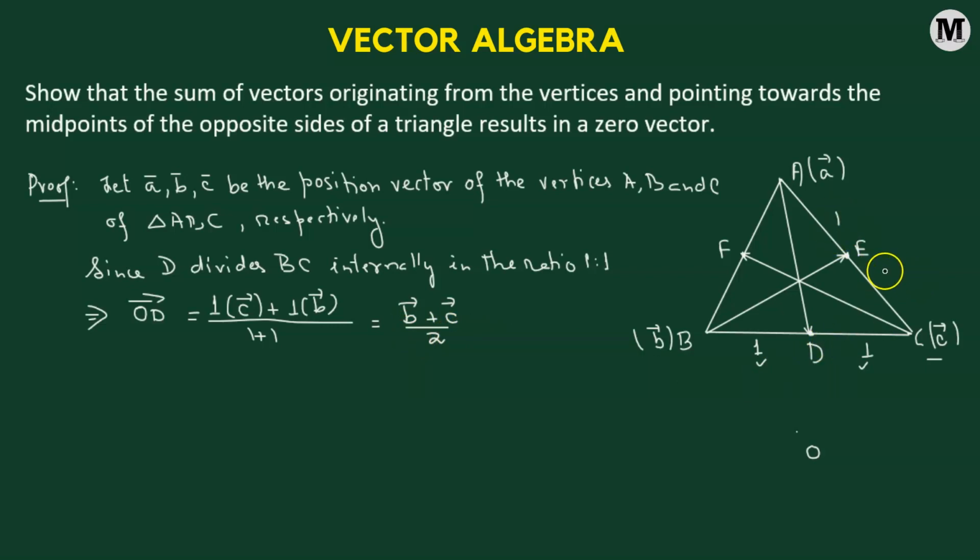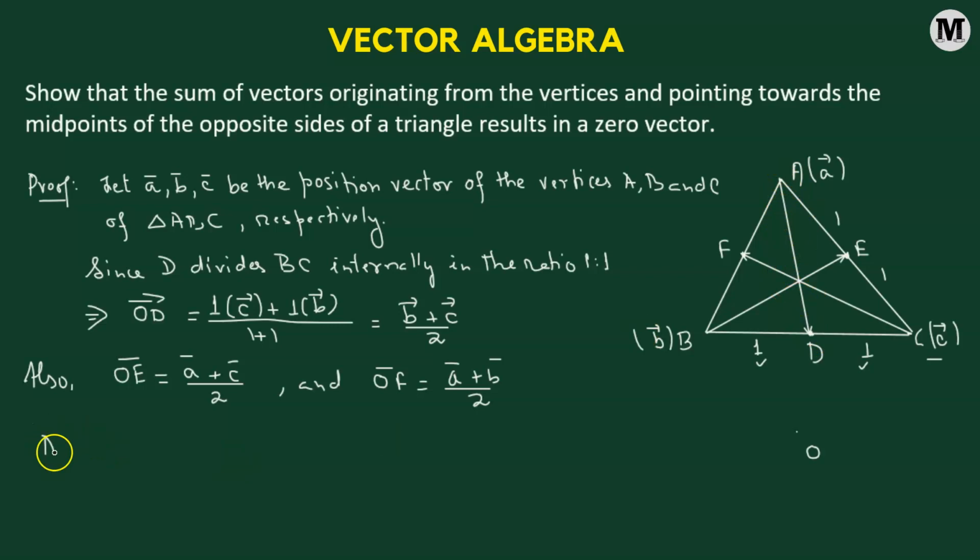Similarly, E divides AC in the ratio 1:1. So we can define the position vector of point E. That is going to be A vector plus C vector divided by 2, and the position vector of point F will be A vector plus B vector divided by 2. Fine. Now let's find out the vector AD.